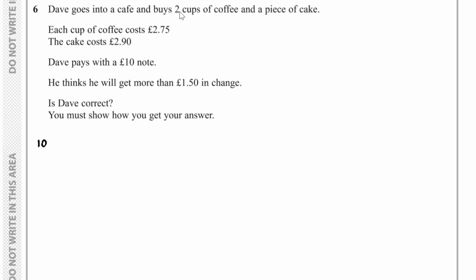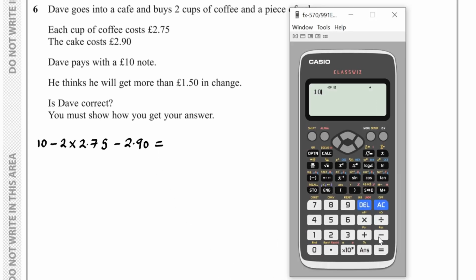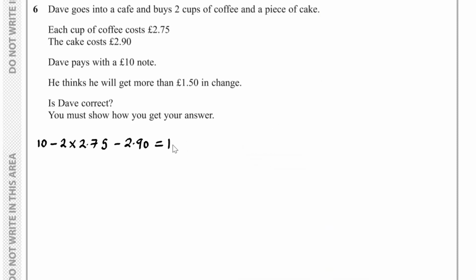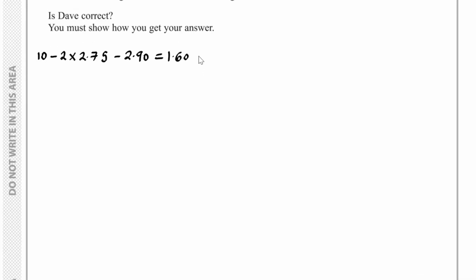each cup of coffee costs £2.75 and he's buying 2 cups. So we subtract off 2 times £2.75, and he's also buying a piece of cake, so we subtract off £2.90, and we've got a calculator to work this sum out. So we've got 10 take away 2 times £2.75, take away £2.90. It turns out we get £1.60. Because this value is greater than the £1.50, is Dave correct? Of course, Dave is correct.